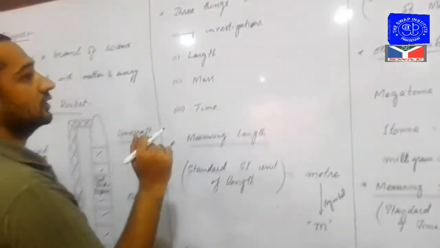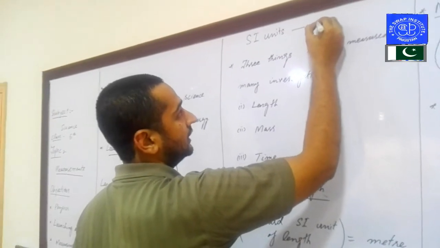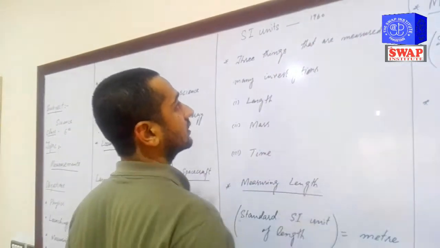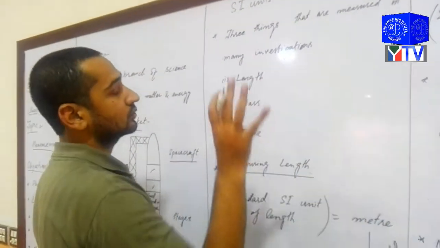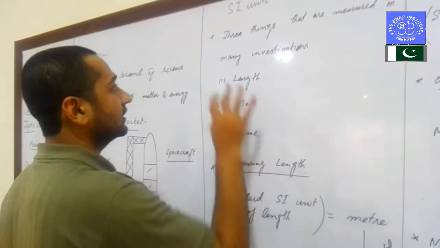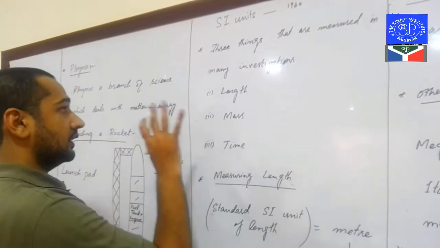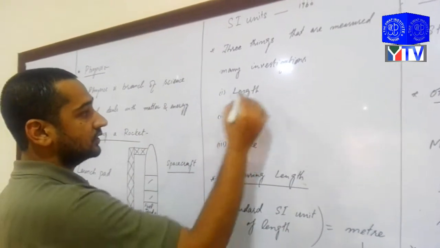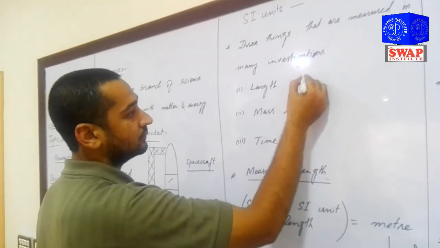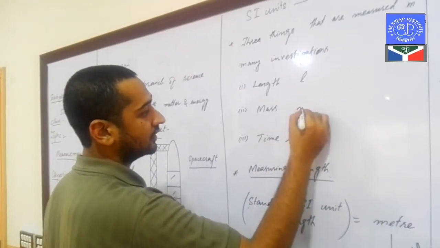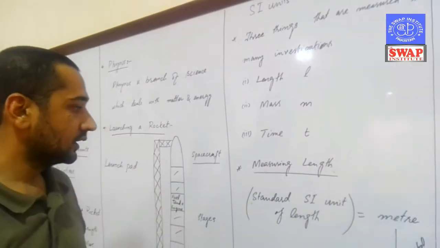And now I am going to discuss the System International. In 1960 a conference was held worldwide. The scientists decided on some units for the three things that are measured in many investigations, which are length, mass and time. Length is represented by L, mass is represented by M, and time is represented by small t.